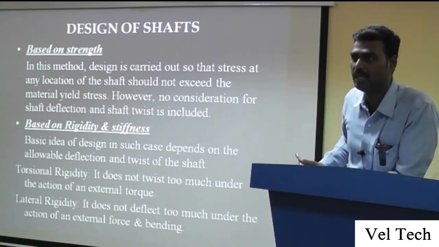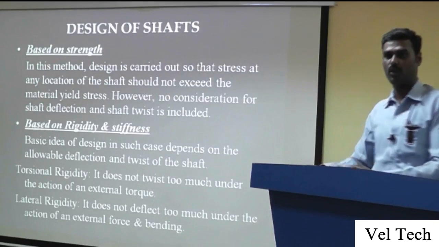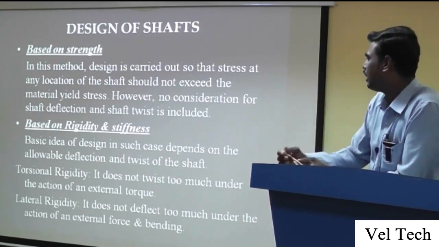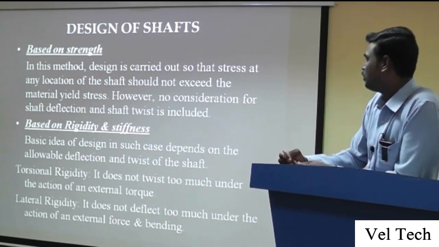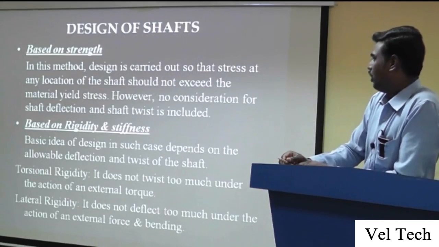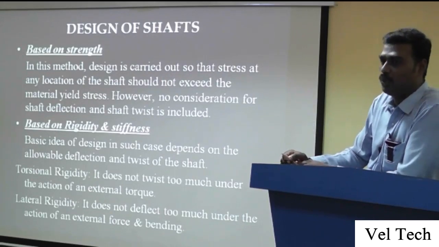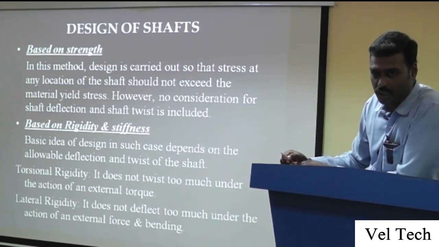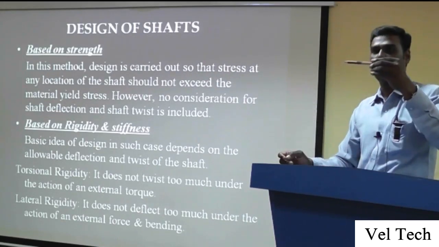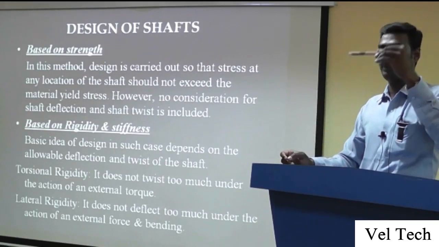So what is torsional rigidity? I am just holding my pen here in my hand, and I am giving a twisting moment here. The first case is torsional rigidity: the shaft does not twist too much under the action of external torque. I am giving a torque here. I am not applying any UDL or any point load here. I am just giving a torque.